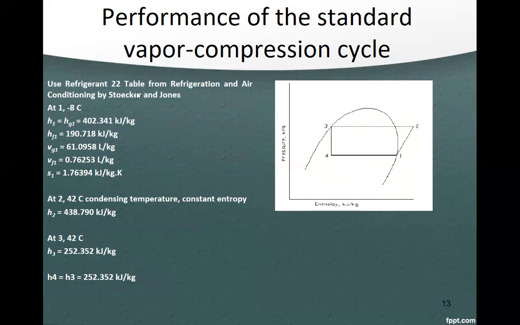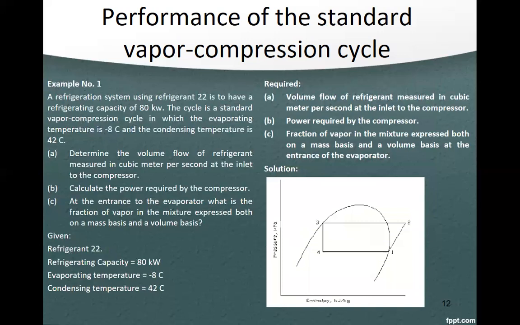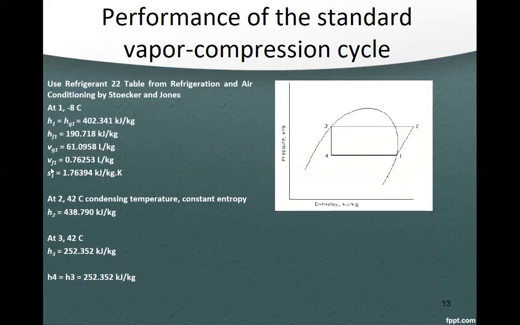So, ito na. At state 1, negative 10 C, saturated. So, H1 is equal to 402.341. As is, kung ano yung nakita nyo doon sa table. SF1 is equal to 190.71 kilojoule per kilogram. So, yan ang nakalagay sa table. B sub D1, kailangan mo ito kasi kailangan mo yung volume flow at the inlet to the compressor. Tama ito. Ayan. So, B sub F1 is 0.76253 liters per kilogram.